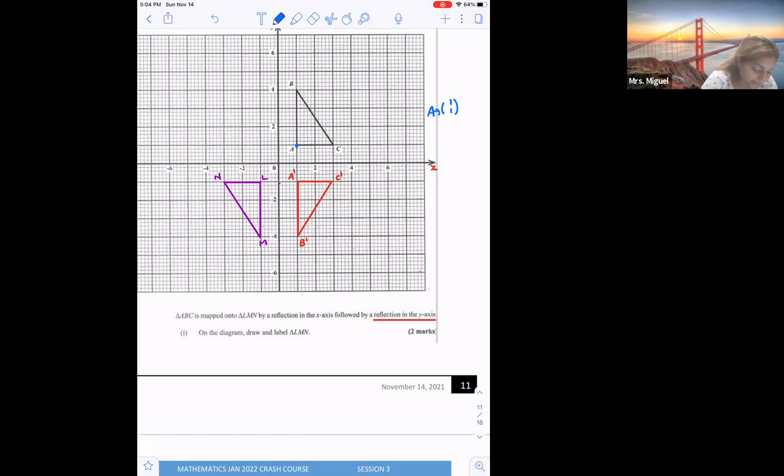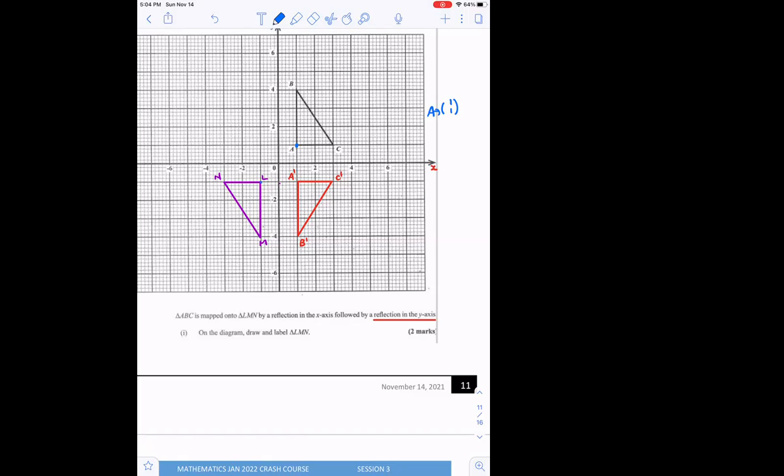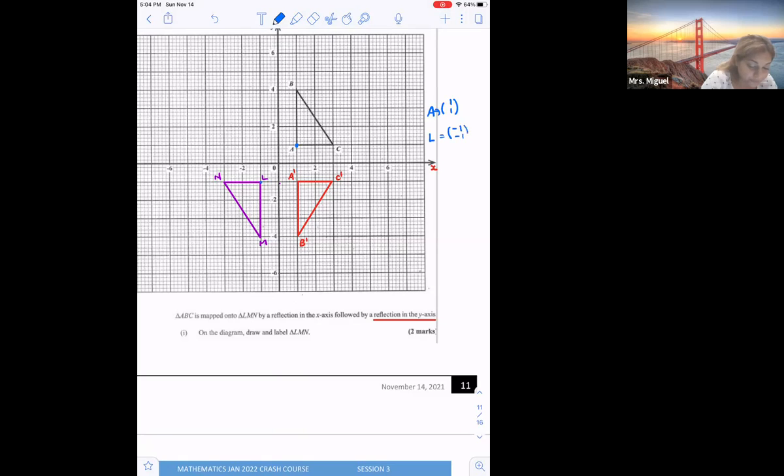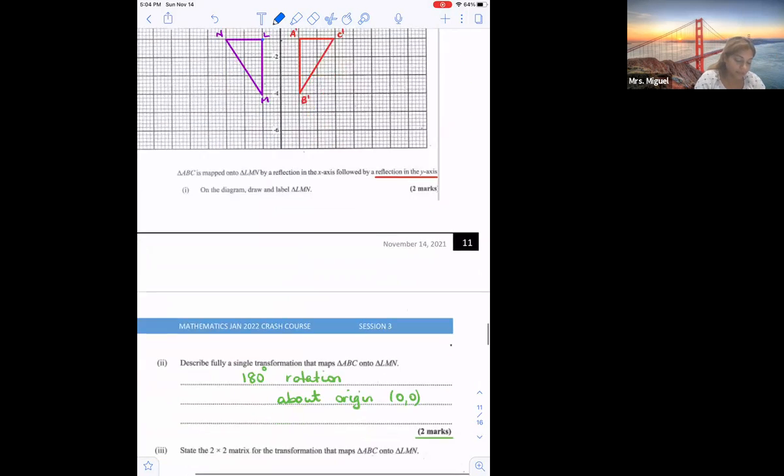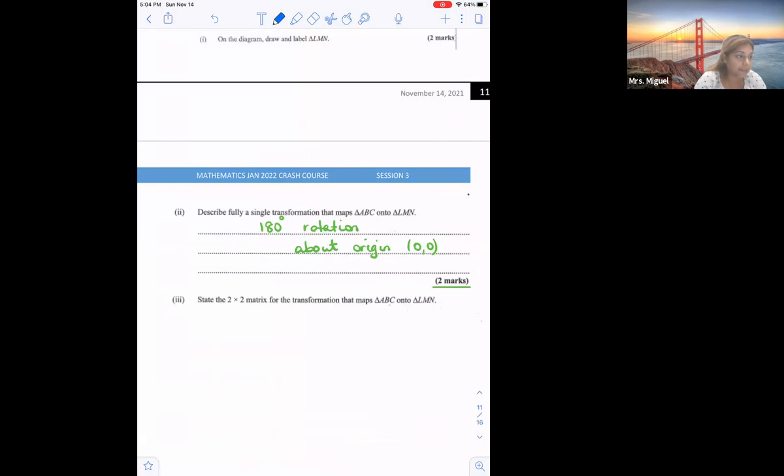This point here, L, is -1, -1. So it means that we have a point 1, 1 that is being multiplied by a 2 by 2 matrix, and we will get -1, -1.